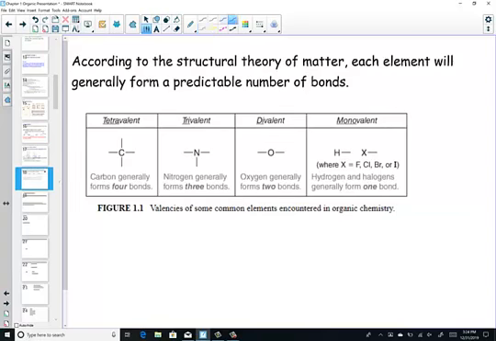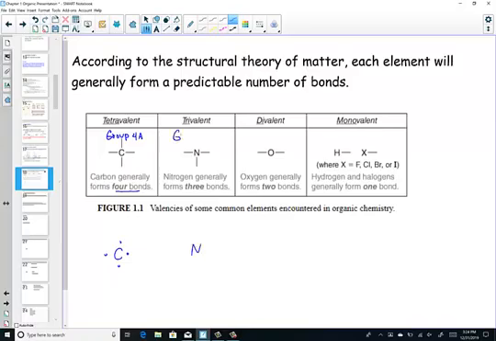Remember that carbon is in group 4A. Group 4A tells me that it has 4 valence electrons. Therefore, we can see carbon very readily can form up to 4 bonds to complete its octet.